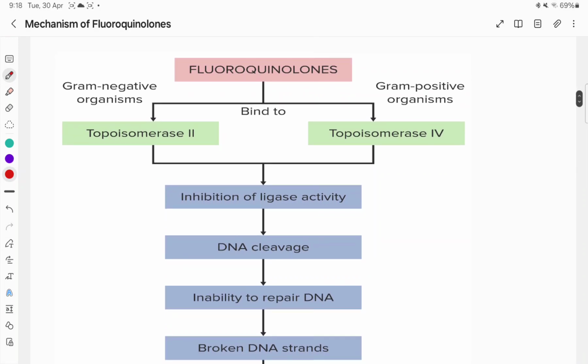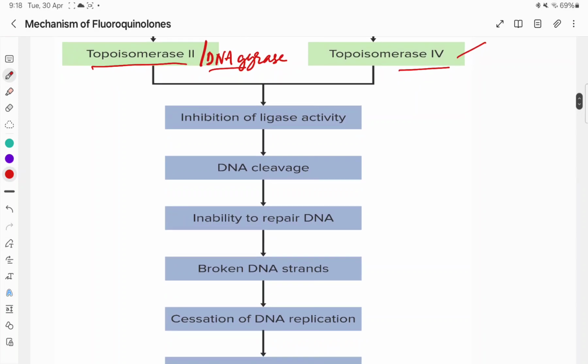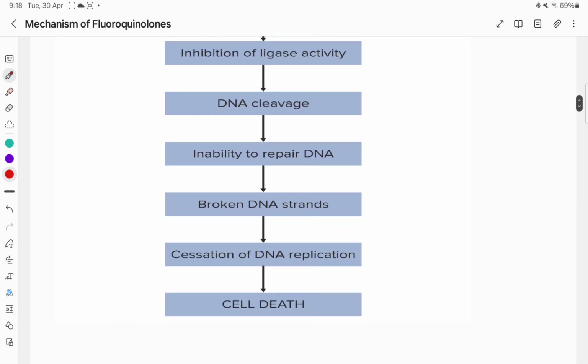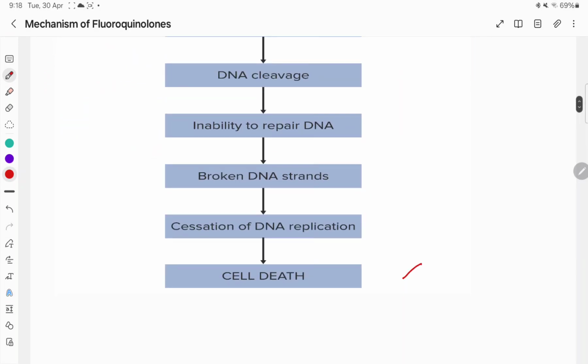So fluoroquinolones show their action by binding to two enzymes. One is topoisomerase 2, also known as DNA gyrase, and the other is topoisomerase 4. Mostly in gram-negative organisms, it is topoisomerase 2 or DNA gyrase; in gram-positive organisms, topoisomerase 4. This causes broken DNA strands. There will be no DNA replication, so cell death occurs. So this is the mechanism of fluoroquinolones.